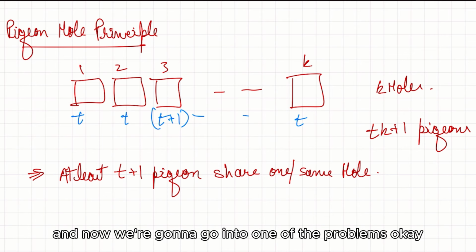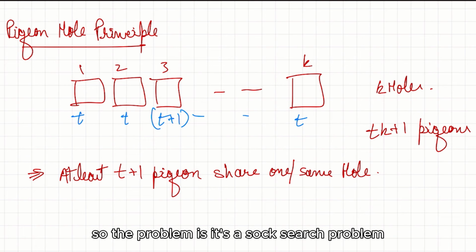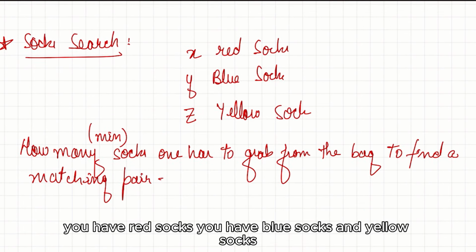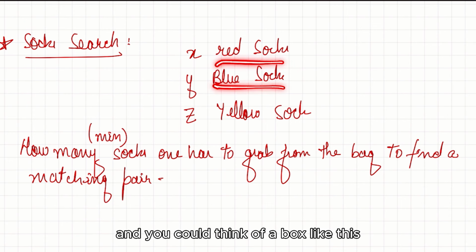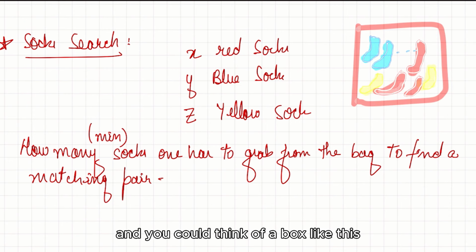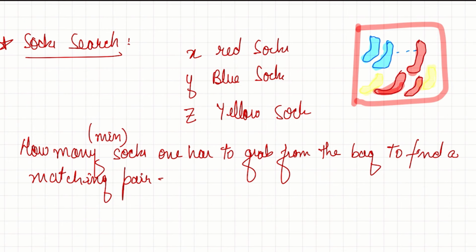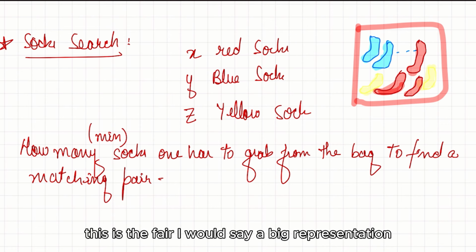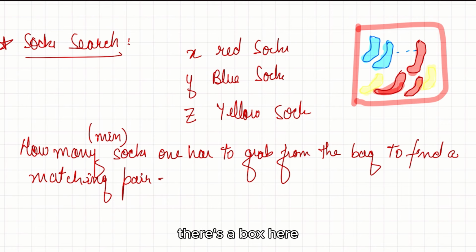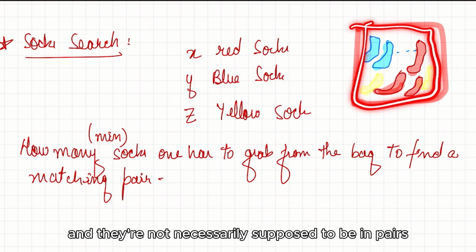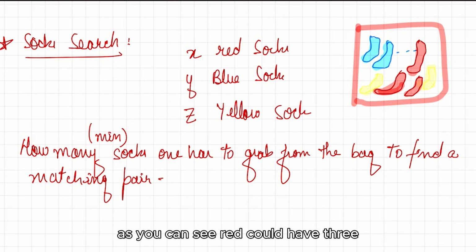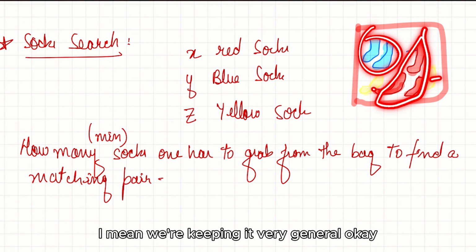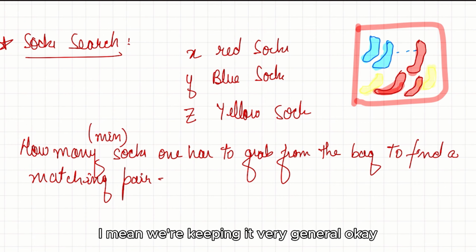Okay, so the problem is a sock search problem, and you have basically 3 kinds of socks. You have red socks, you have blue socks, and yellow socks. And you could think of a box like this. Okay, so I hope you can get the idea. Basically, this is a fair, I would say, vague representation. There's a box here, and there are all kinds of socks there, and they're not necessarily supposed to be in pairs. As you can see, red could have three, blue could have a pair, yellow could have a pair here, but that's okay. I mean, we're keeping it very general, okay?